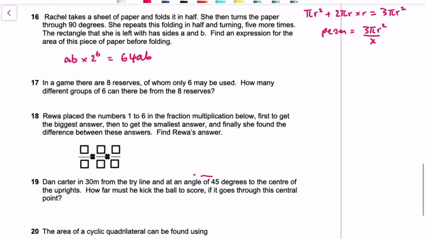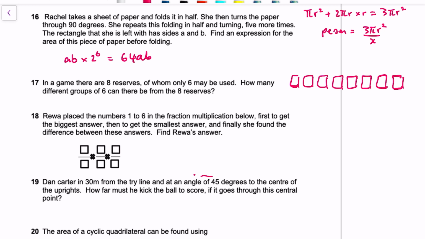In a game, there are 8 reserves, of whom only 6 may be used. How many different groups of 6 can there be from the 8 reserves? 8 reserves, how many 6 may be used? How many different groups of 6 can there be from the 8 reserves? So 1, 2, 3, 4, 5, 6, 7, 8 people to choose from.